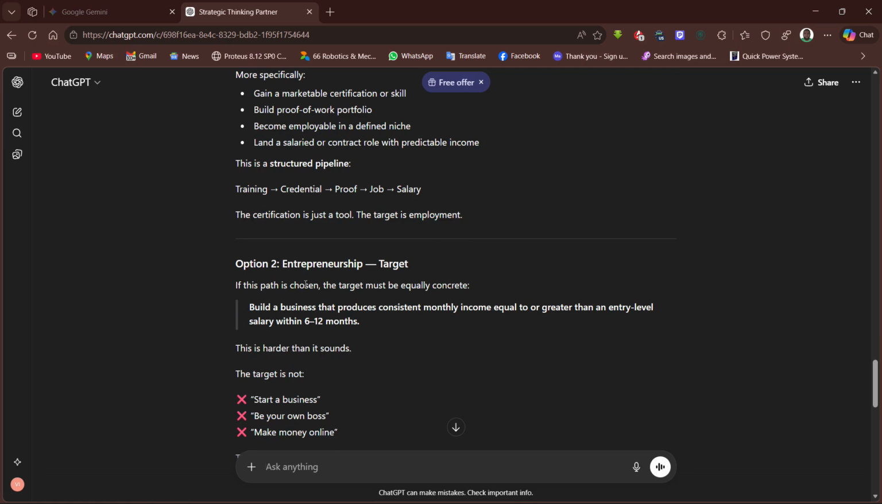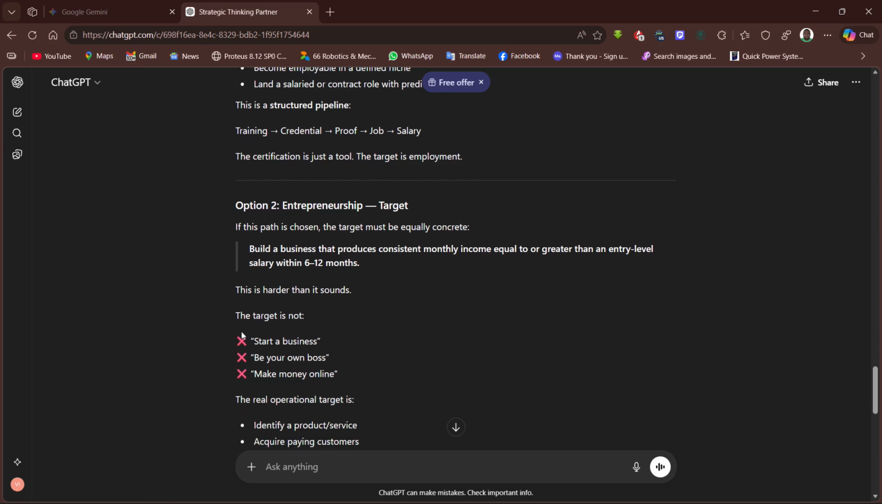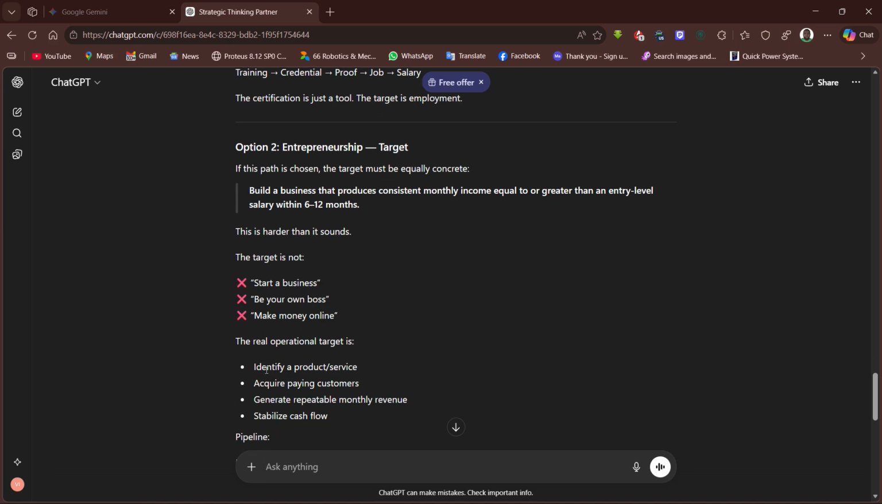Target. If this path is chosen, the target must become equally concrete: a business that produces consistent monthly income equal to or greater than an entry level salary within 6 to 12 months. This is harder than it sounds. The target is not start a business, be your own boss, make money online. The real operational target is identify a product or a service, acquire paying customers, generate repeatable monthly revenue, and stabilize cash flow.